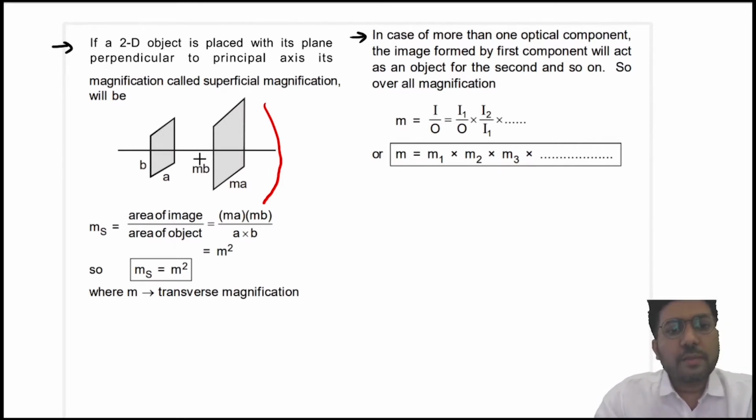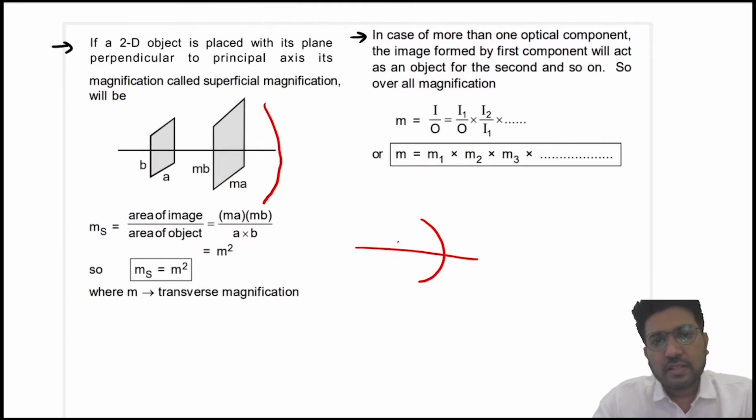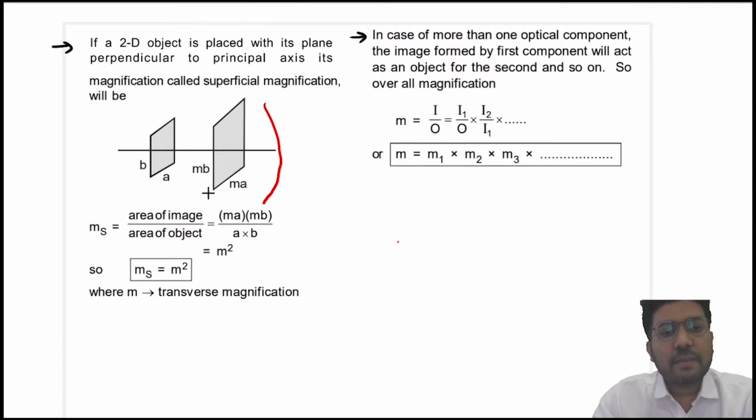Now, suppose the magnification or the lateral magnification or the transverse magnification is m, then the size of this will be mb and the size of this will be ma. Why? Because both a and b, both these sides are perpendicular to the axis. That means it is transverse position. This is also transverse position and this is also transverse position because it is perpendicular to the axis, right? So transverse magnification is m, so b will become mb, a will become ma.